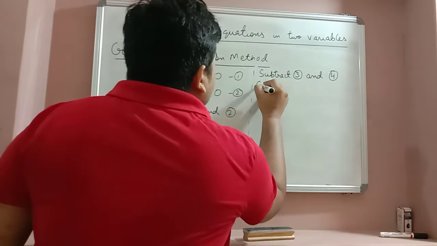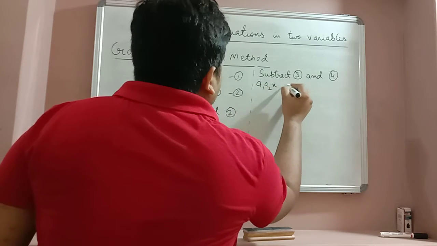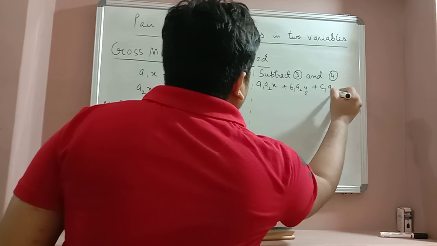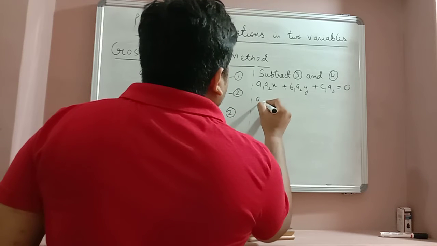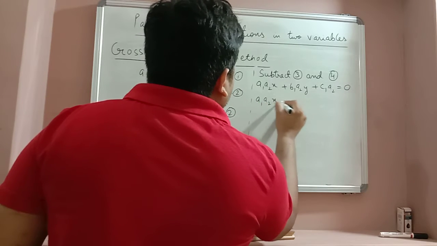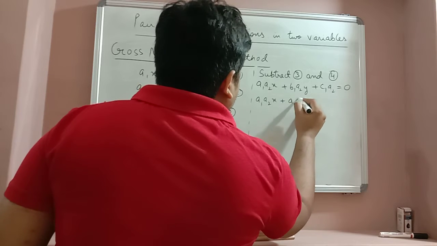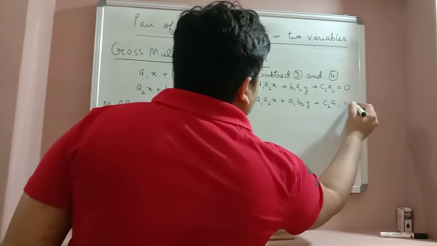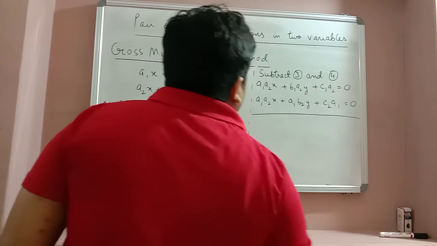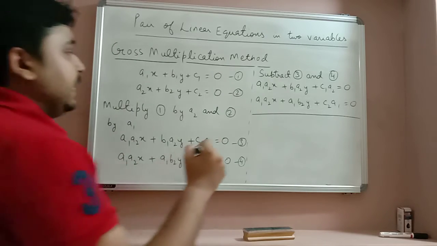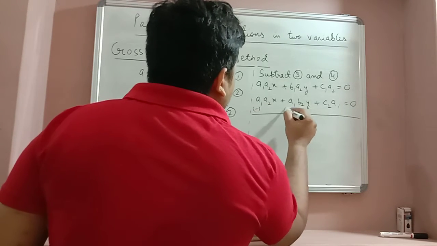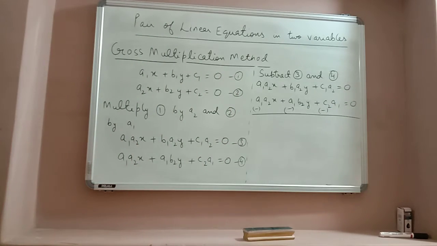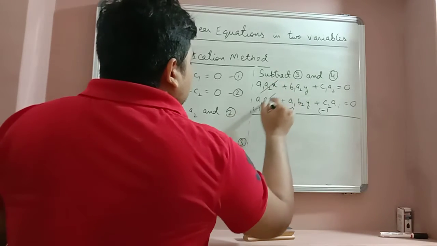So the third equation is a1 a2x plus b1 a2y plus c1 a2 equals 0, and the fourth equation is a1 a2x plus a1 b2y plus c2 a1 equals 0. On subtracting, the signs will change. The plus will become minus and minus will become plus. This becomes minus, this becomes minus, this also becomes minus, and that is already 0. So these two get cancelled.